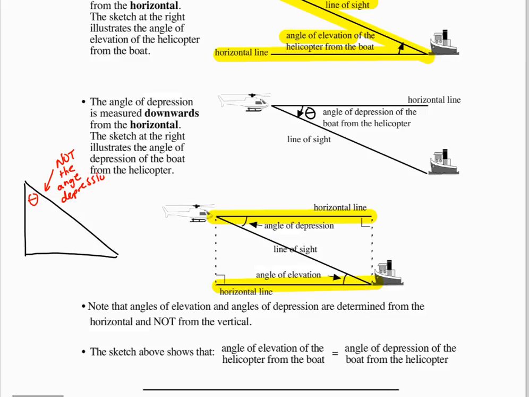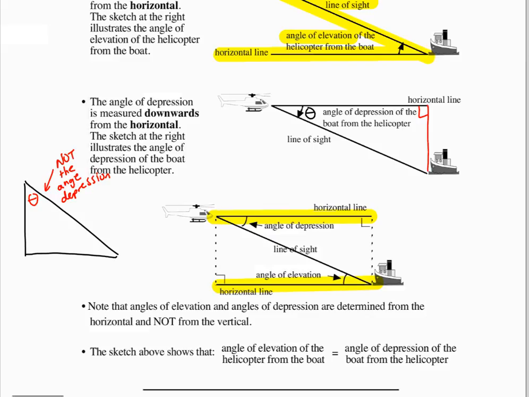Don't you dare try and do that, because is that starting from a horizontal line? No, that's starting from a vertical line. Okay? So if you're given a problem and they give you an angle of depression, you have to draw a horizontal line up in the air. You're drawing a triangle that's almost upside down, like this guy right here. This would be your right triangle right there.